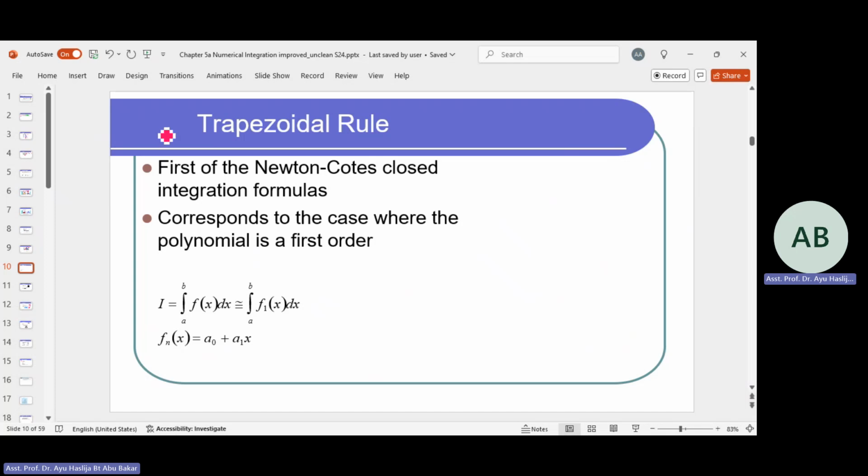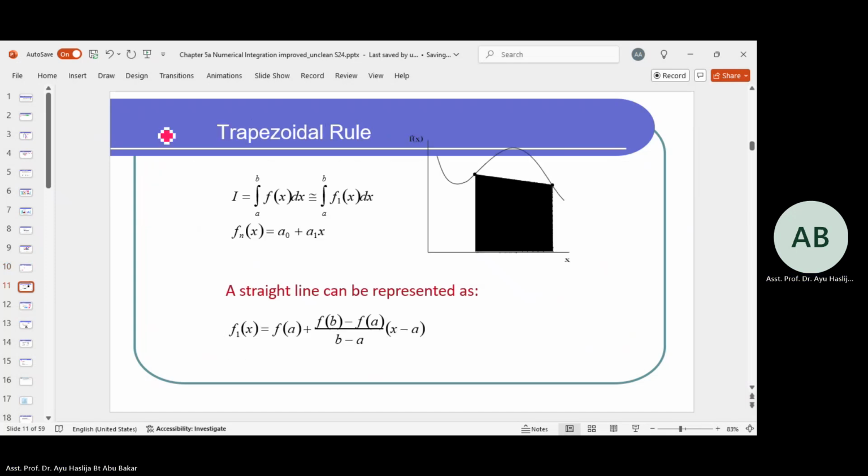This one, if linear, first order, we only have up to x power 1, which is 2 points. Now, a straight line can be represented as this. So this is the area covered for linear, x0, x1. So the function will form this one. This is B0, B1 from the Newton order last time. Same.